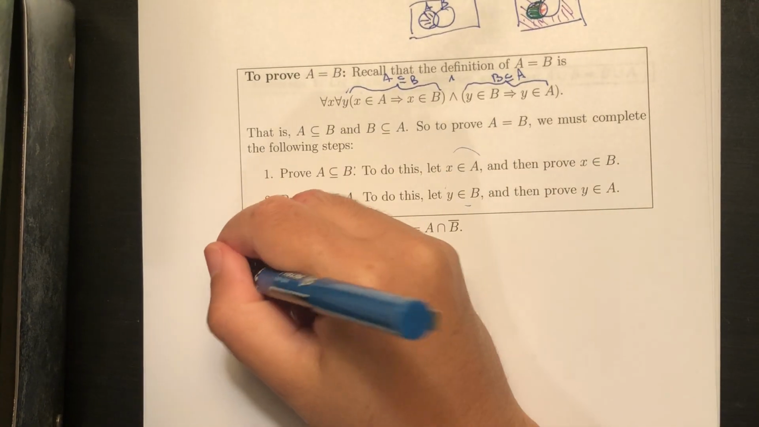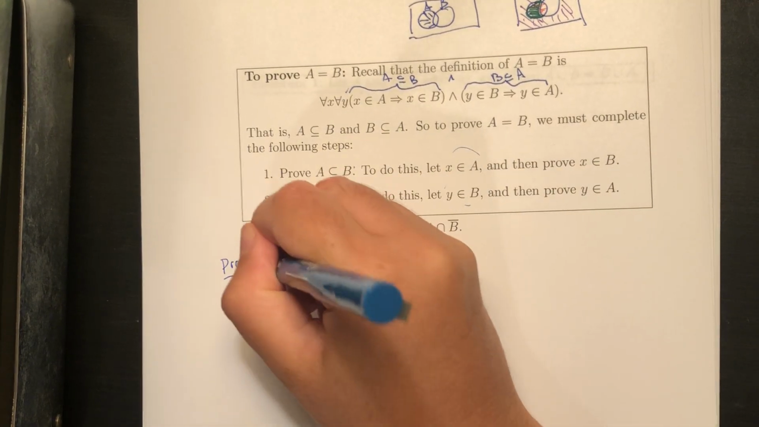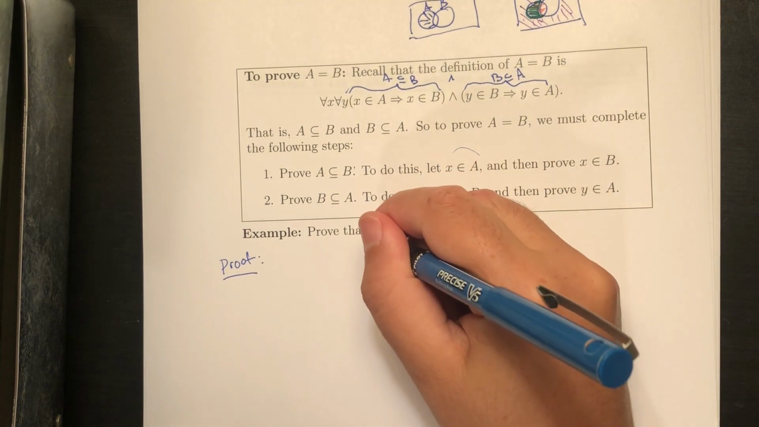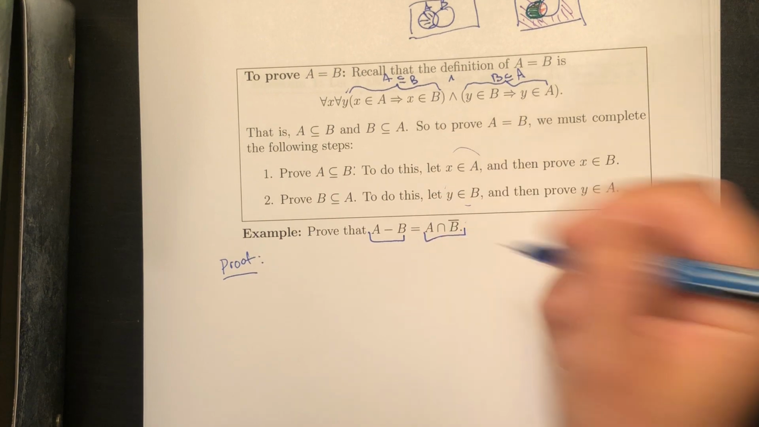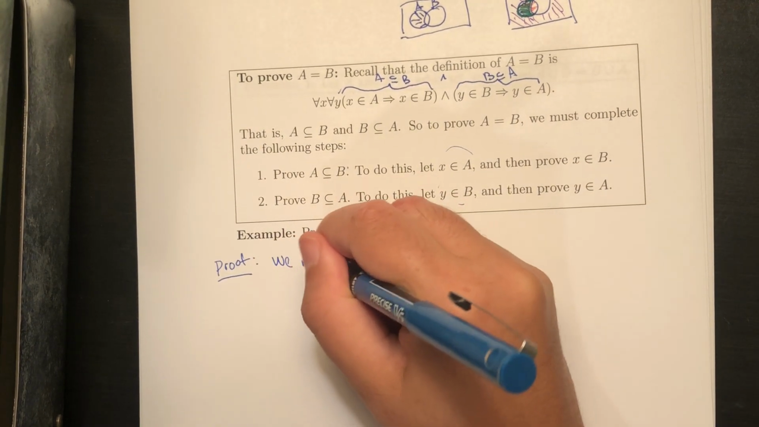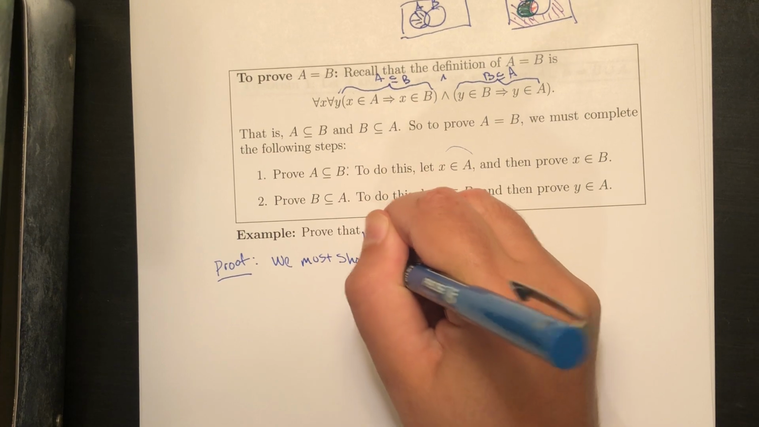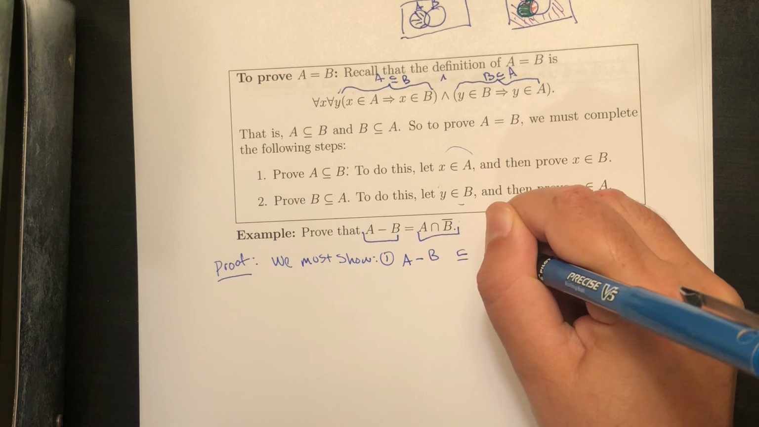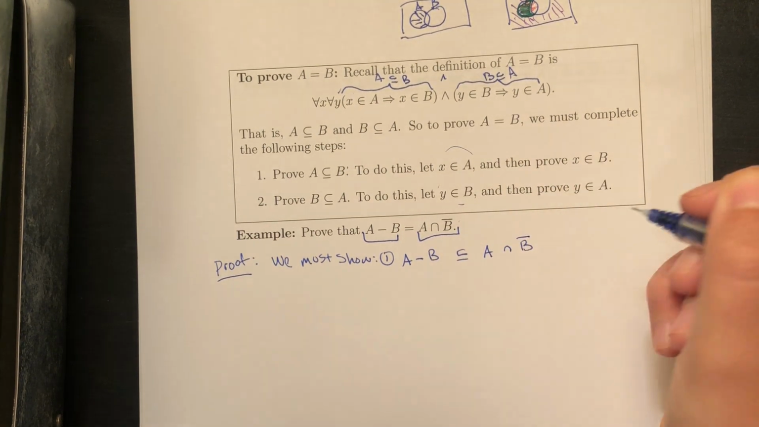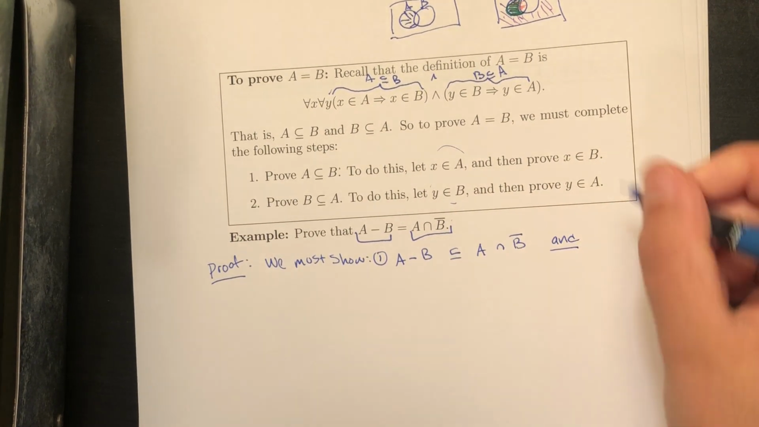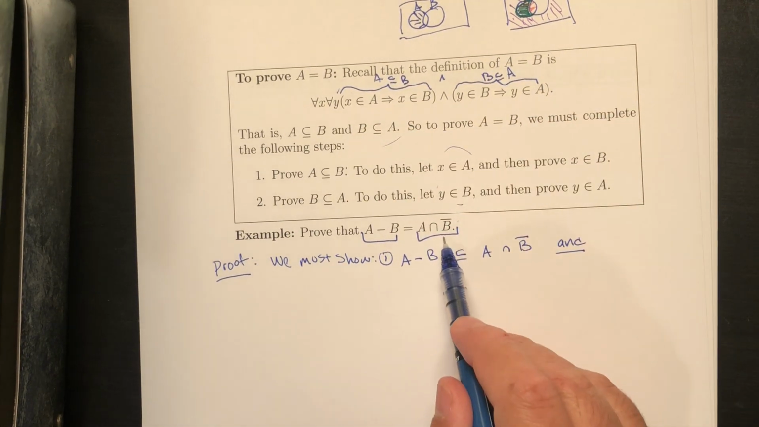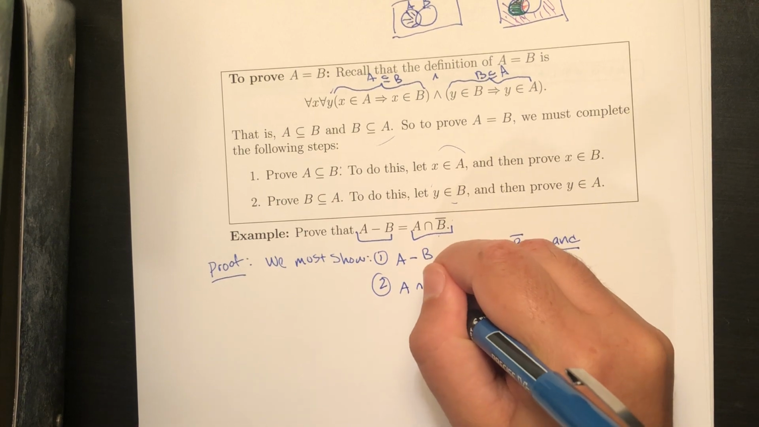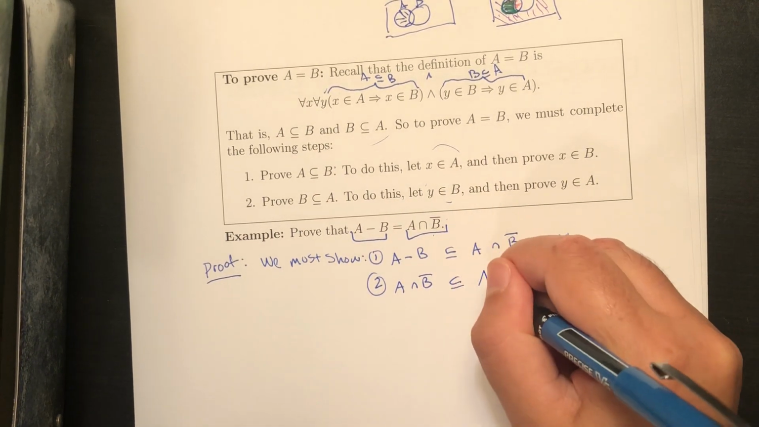All right, proof. Well, let's walk our readers through our plan here. To show two sets are equal, you need to show that the first set is a subset of the second set. We must show that A minus B is a subset of A intersect B complement. And then we need to show the reverse of that, right? That the second set is a subset of the first set. A intersect B complement is a subset of A minus B.